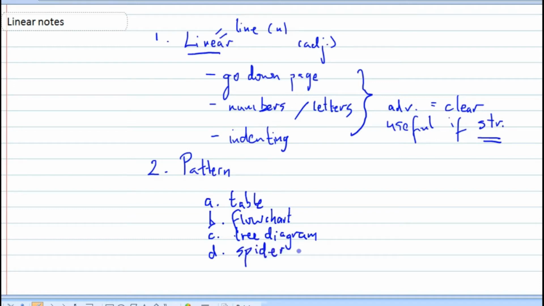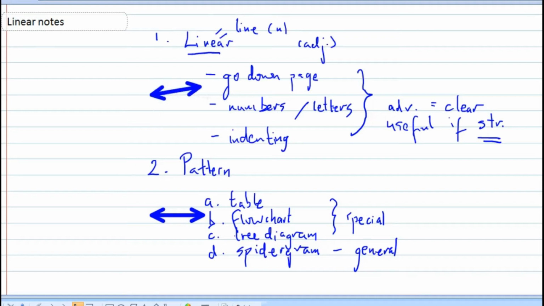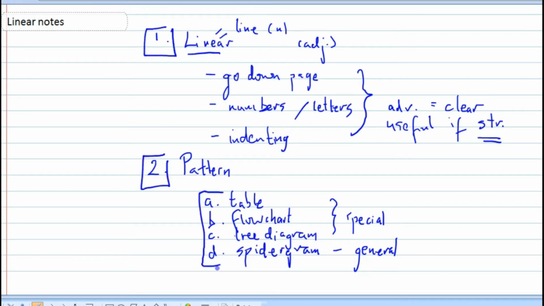And the first three of these, as we'll see shortly, are special kinds of notes for a special purpose, whereas spidergram is much more general and can be used anytime. So again, looking at the features of linear notes, you can see here indenting. So there's indenting up there and there's indenting down there, and the indenting is the same each time. And then we talked about numbers and now letters. So we can very easily see from this that there are two main ideas. And for pattern notes, there are four examples, four types. And all of that, as I've already said, helps to make the notes very clear.